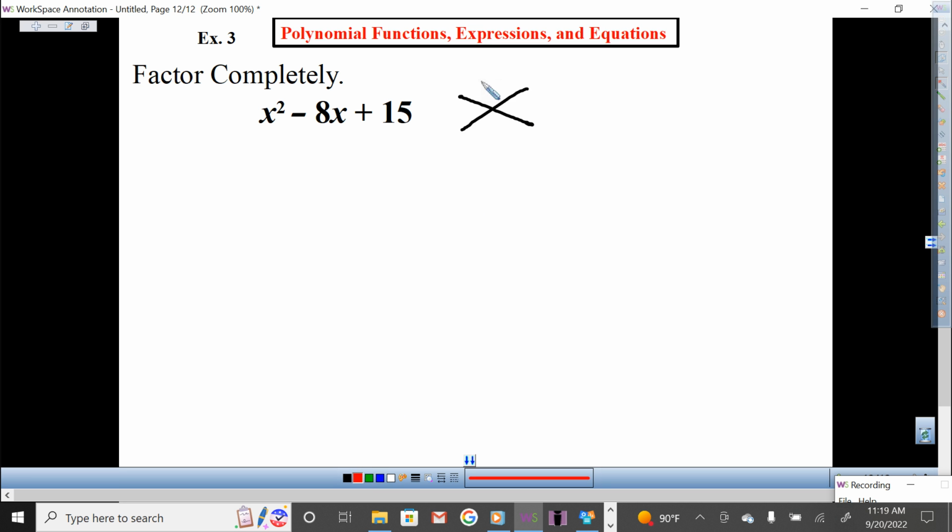What number goes on top? 15. That's our product because the leading coefficient is 1. You multiply that times 15. That goes on top. What's the number that goes underneath? Negative 8. Yes. Now we're going to start dealing with negatives. But the process is still the same. What 2 numbers multiply to give us 15 and add to give us 8? 3 and 5. Let's start with 3 and 5. Well, first of all, both of them positive. 3 times 5 is 15. 3 plus 5 is positive 8.